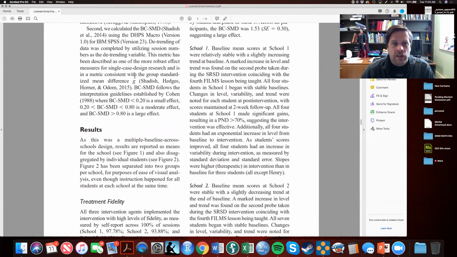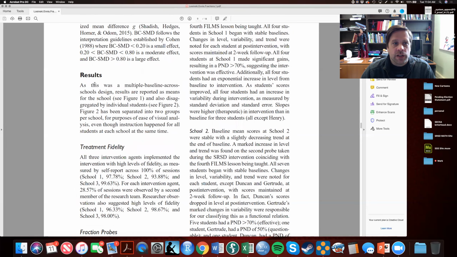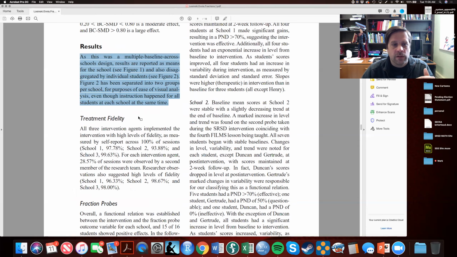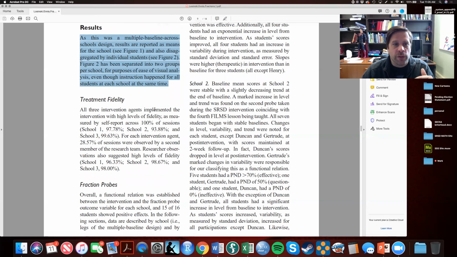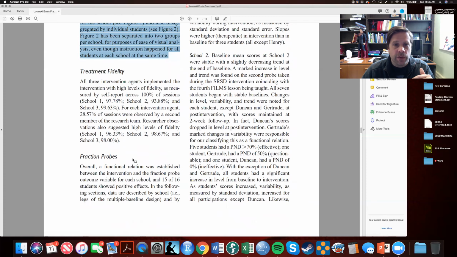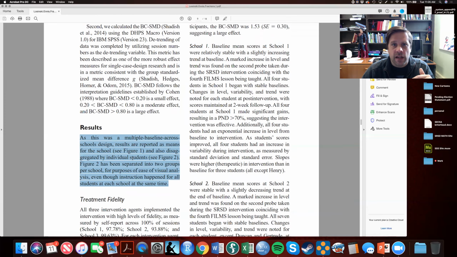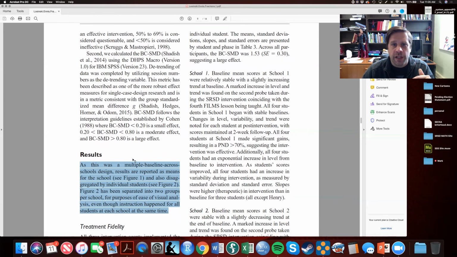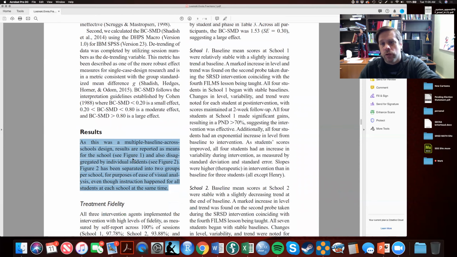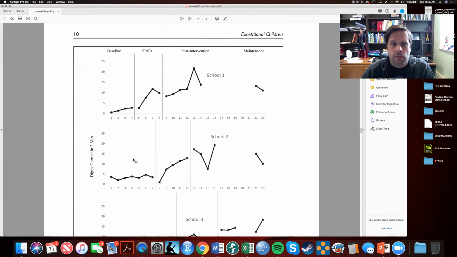Once a data analysis has been written, then you're going on to the results section. The results section usually starts with a broad paragraph that describes the overall effect. And then we would come down, treatment fidelity is discussed, so the results of the treatment fidelity, and then the results. This is a single case design study, so then the results for each individual, in this case school, and how that played out.